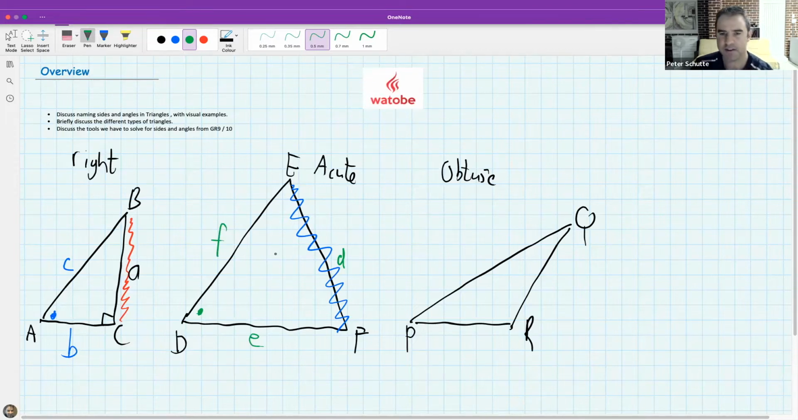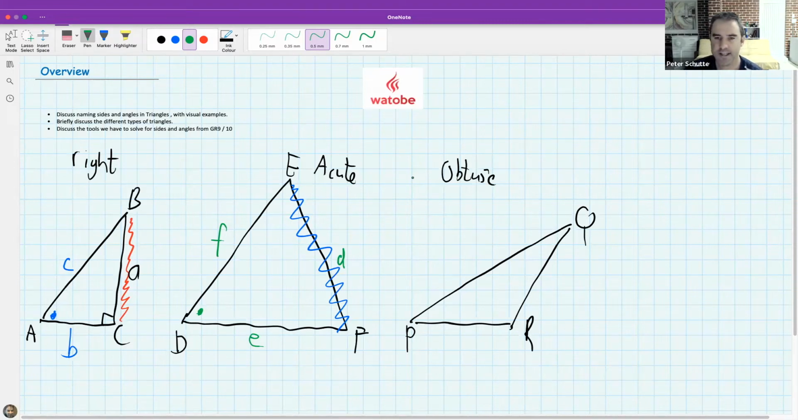Give me a thumbs up in the chat if you've seen that notation before and you've seen different types of triangles like right angle triangles, acute, obtuse. I just want to check that you know about that stuff before we really get the show on the road. Okay, so this is the world that we're living in.